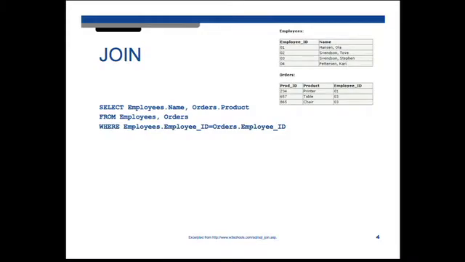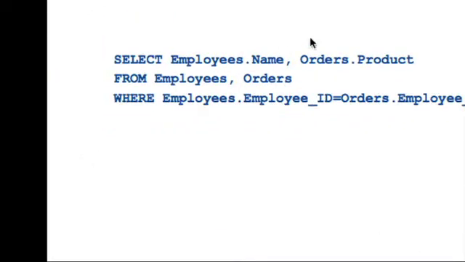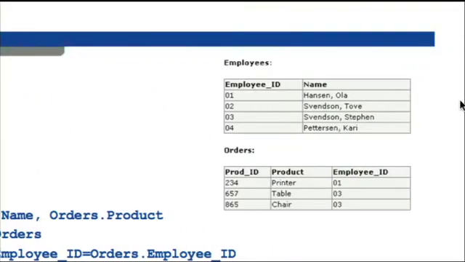So at top right here, there's a couple tables. This is taken from a site called w3schools.com, which has varying degrees of accuracy, but this particular example is decent to work with. We have 2 tables, employees and orders. And in the employees table, we have a field called employee_ID, and then another field called name. So it looks like Ola has an employee ID of 01, Tova has one of 02, Stephen of 03, and so forth. So nothing too unreasonable there.